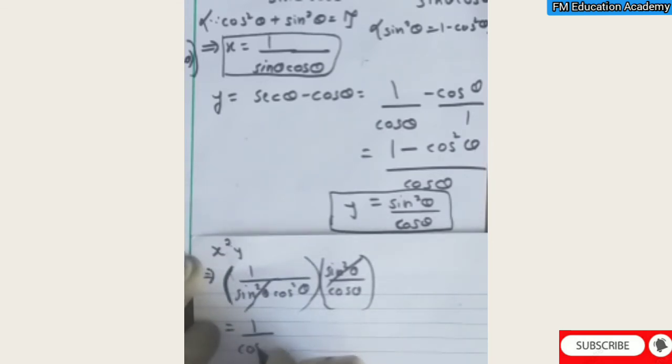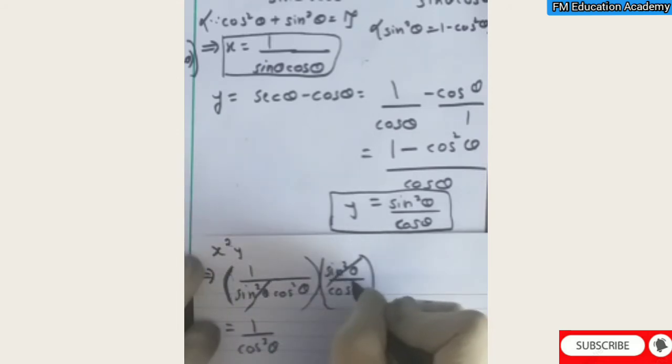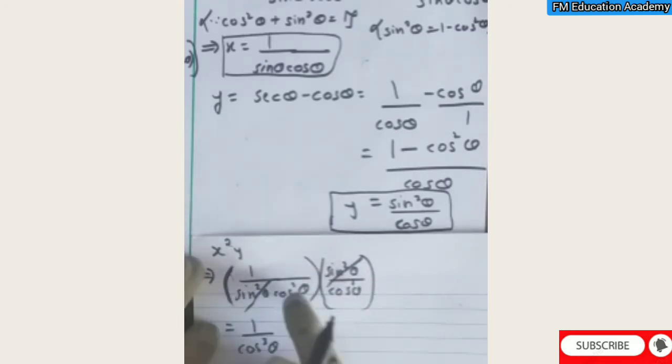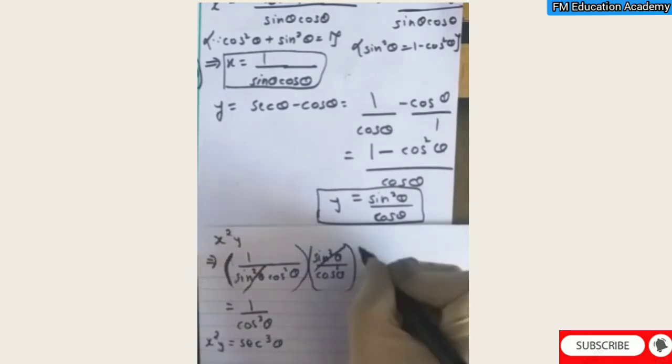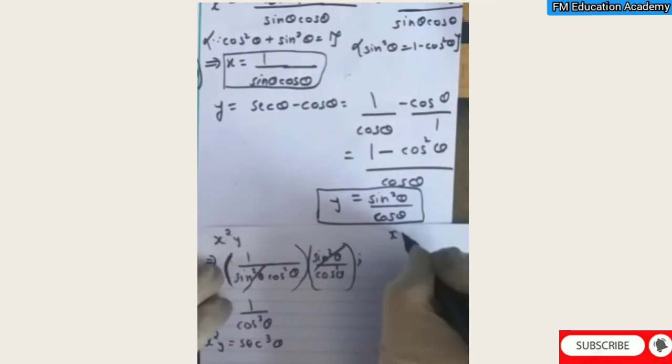We are left with 1 by cos square theta into cos theta, which is cos cube theta, because this can be written as power 1, and 2 plus 1 is 3. So cos cube theta. What is 1 by cos cube theta? 1 by cos cube theta is secant cube theta. So we got the value of x square y as secant cube theta. Similarly, find out what is xy square.